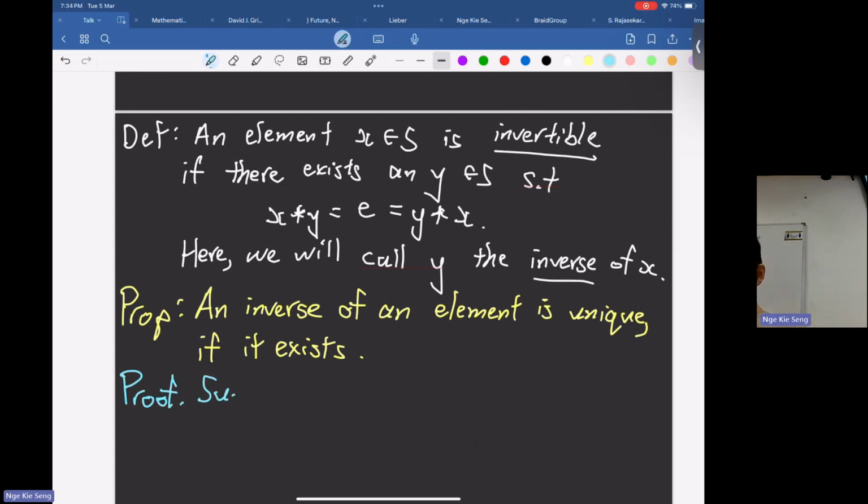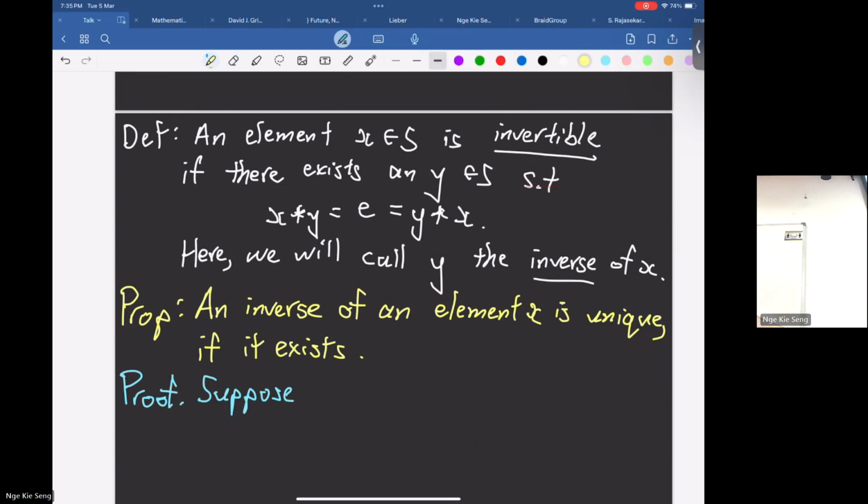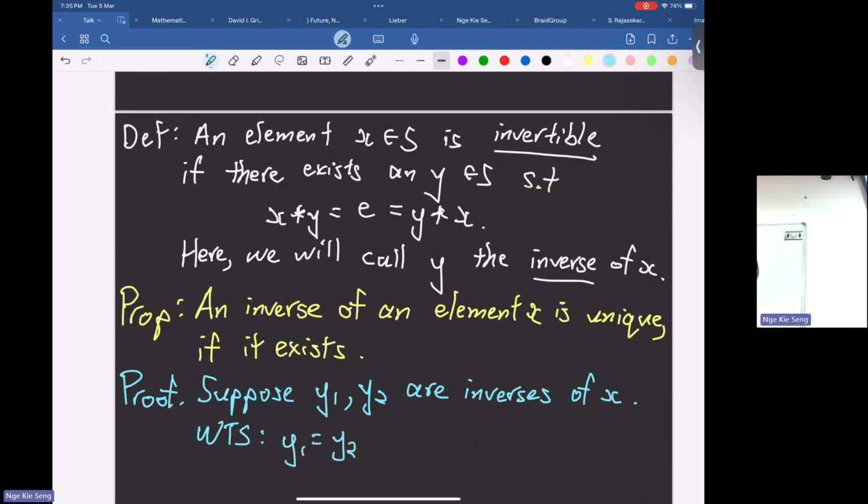So suppose, okay, so let's call this element x for the moment. So suppose y1, y2 are inverses of x. Okay. And then what we want to show is, okay, so I abbreviate it to WTS, want to show. What we want to show is y1 equals y2. Okay, so how are we going to show this?